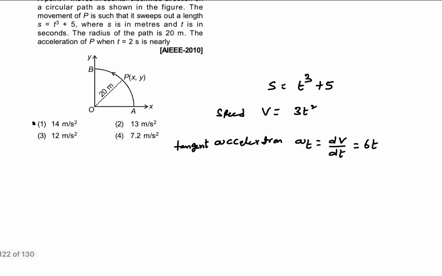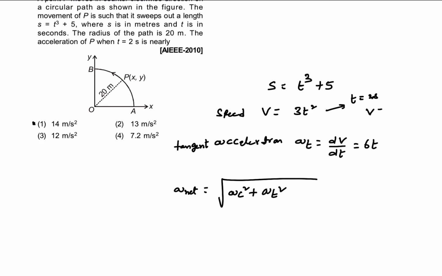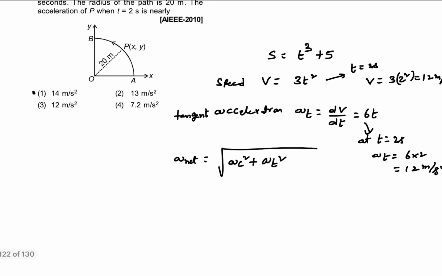Now as it is moving in a non-uniform circular motion, there will be a net acceleration, whose value is under root of ac square plus at square. As per the question, they are asking at t equal to 2 seconds. So v is equal to 3 into 2 square, we will get 12 meter per second. Similarly at t equal to 2 seconds, the tangential acceleration can be written as 6 into 2, that is equal to 12 meter per second square. Both the accelerations are there here.